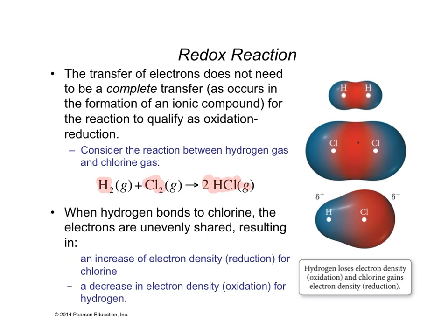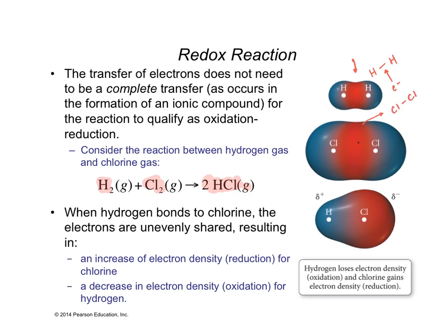Right? So if we look at our two reactants, we've got hydrogen. So hydrogen is over here, and in this H2 molecule, the electrons in this bond are shared equally between the two hydrogens. And if we look at the other reactant, our chlorine, we're going to see the exact same thing.